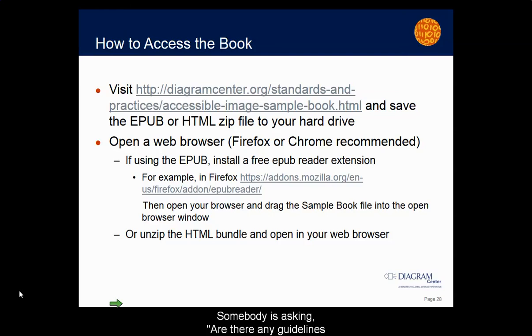Somebody's asking, are there any guidelines or standards on making images themselves more accessible? For example, using textures in a chart versus colors to convey content. Let me take a stab at that first, and then I think others will have some answers too.